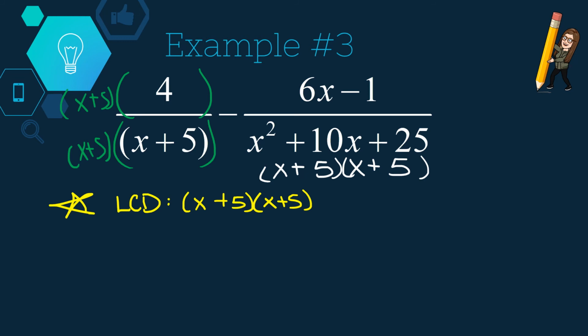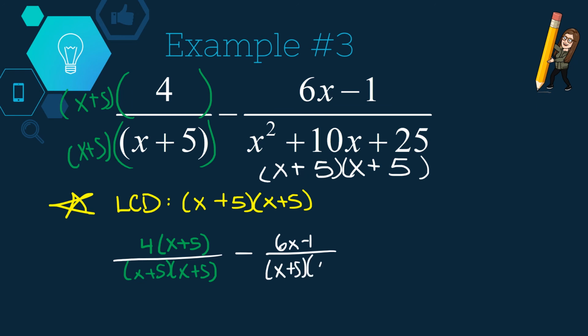Okay, so let's take care of that first fraction. 4 times x plus 5 over my LCD, which is x plus 5, x plus 5. I'm going to bring down the rest of the problem. We didn't change a single thing on this one, but we are going to change something. This is a subtracting problem. Watch what I'm going to do here. I'm going to rewrite the numerator as one piece, but I'm subtracting 6x minus 1. See how I did that?